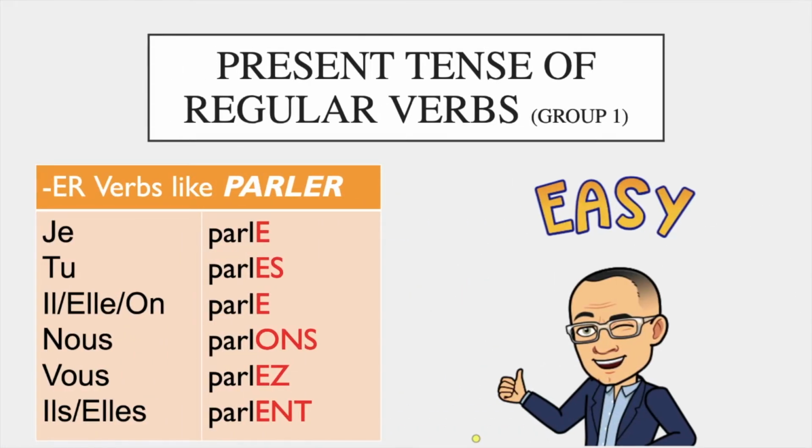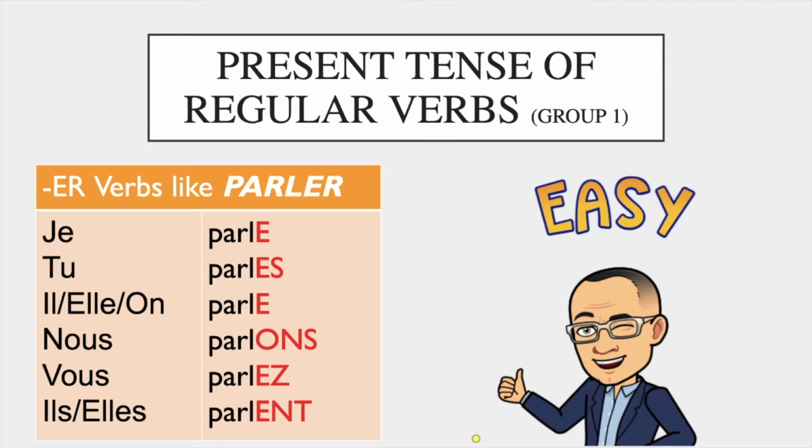Now let's look at the present tense of regular verbs and group 1 verbs, which are ER verbs like parler. As you can see here, parler is an ER verb, like many other verbs. It will take the forms that are put here in red. Je will take an E, je parle. Tu will take ES, tu parles. Il, elle, on parle. Nous parlons, vous parlez. Il and elle parlent.